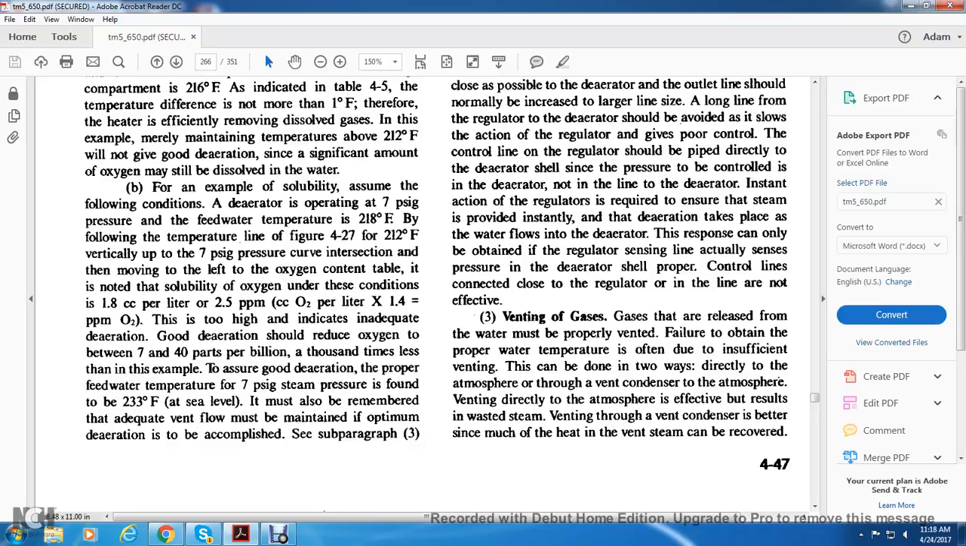For example, consider the solubility, assuming the following condition: the deaerator is operating at 7 psi gauge pressure with a feed water temperature of 218 degrees Fahrenheit. Following the temperature line in figure 4.27 at 212 degrees Fahrenheit, move vertically up to the 7 psi gauge pressure curve intersection, then move left to the oxygen content table in the zone of oxygen solubility under the conditions: 1.8 cc per liter or 2.5 parts per million, and 1.4 parts per million oxygen. Such a high figure indicates inadequate deaeration.